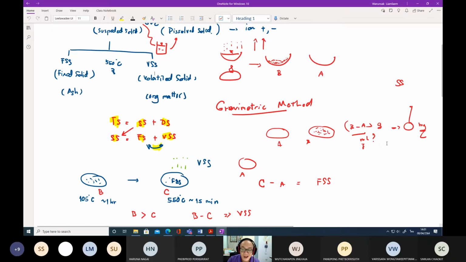But before showing the number, just convert the units from grams per milliliter into milligrams per liter. This becomes a more universal unit. You must actually use this one.